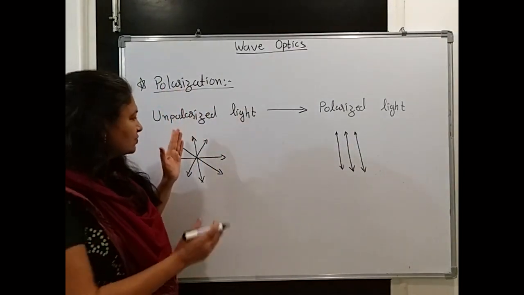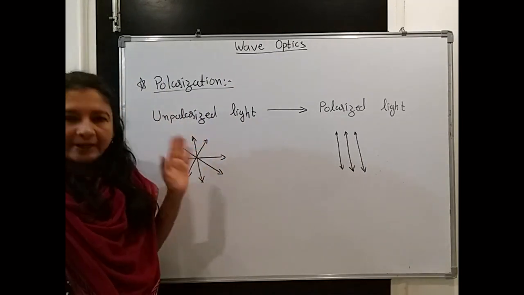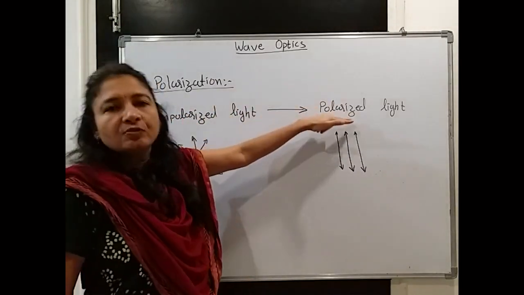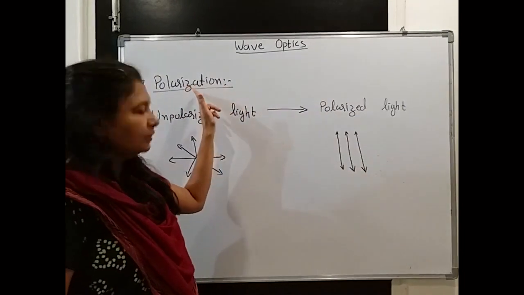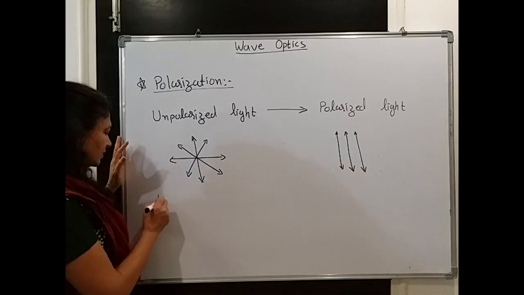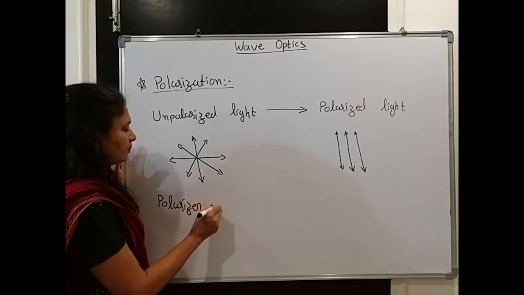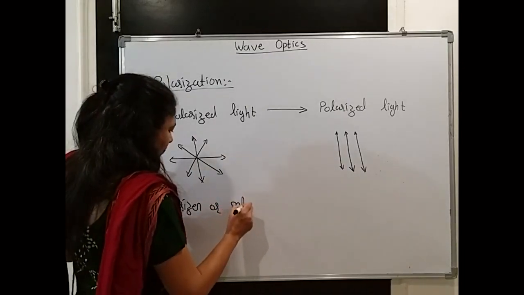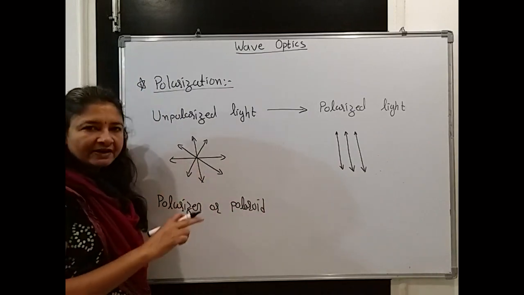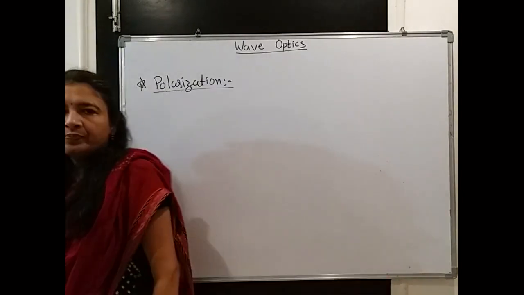So actually what we should do? We have to filter out all the components which are not parallel. The process of converting unpolarized light into polarized light is known as polarization, and the device which does this job is known as polarizer or Polaroid. So Polaroid or polarizer is the device which converts unpolarized light into polarized light.